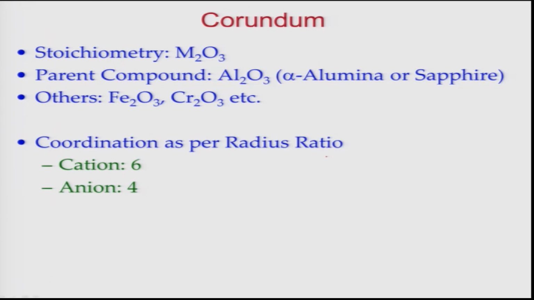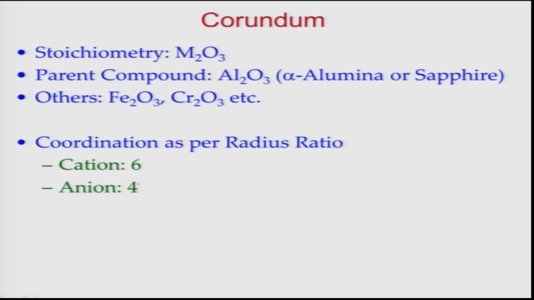The coordination as per radius ratio works out such that cations have 6-fold or octahedral coordination. So, to maintain the bond valence, bond strength, to maintain the electrical neutrality, the anions are surrounded only by 4 cations. Because here, if it is Al2O3, then you have 2 Al3+ and you have 3 O2-. So, to maintain the electrical neutrality, you end up with 6 neighbors for cation and 4 neighbors for anions.